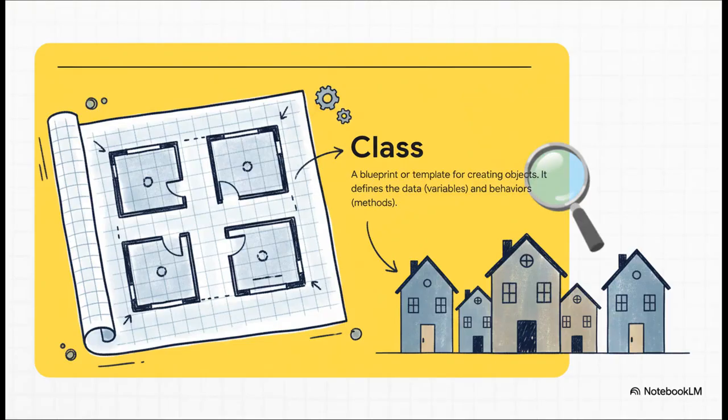Let's stick with that house blueprint analogy, because it's a really good one. A class is exactly like that. The blueprint itself isn't a house, right? You can't live in the paper plan, but it has all the crucial information, the data, like how many rooms it has, and the behaviors, like where the doors are and how they open. And the best part is, you can use that one blueprint to build hundreds of identical houses. In programming, we call those houses objects.